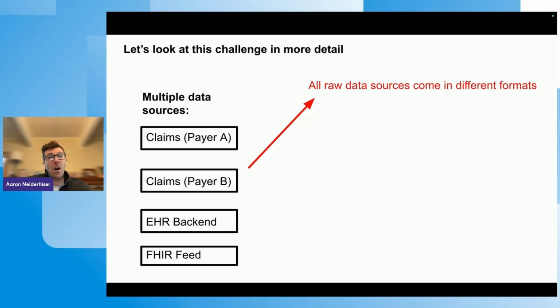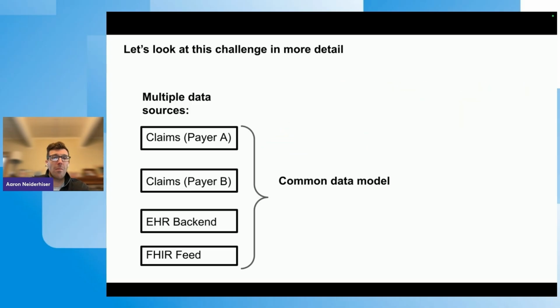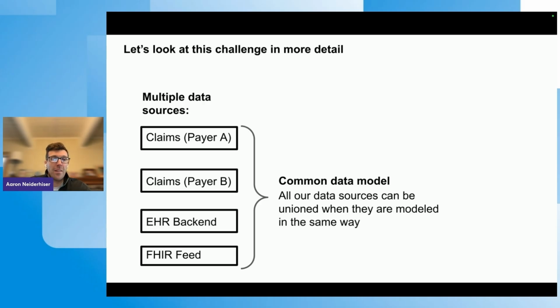FHIR. And so all these raw data sources are actually in completely different formats, different data models, different field names, and different grains. And data quality problems are a given in healthcare data, and so they all have different challenges when it comes to data quality as well. And so if you're going to do analytics, you really need to unify all these different sources into a common model so that you can program against one schema when it comes to further developing analytics.